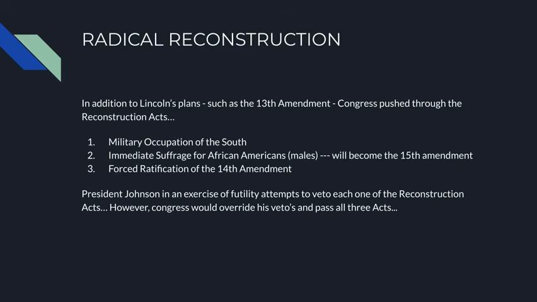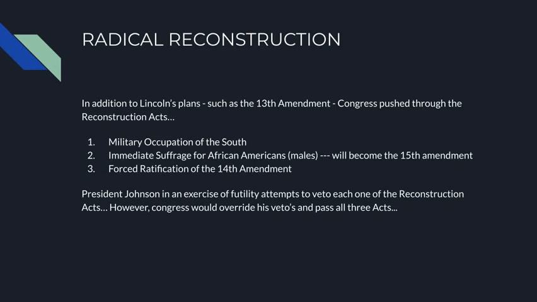And don't confuse, a lot of students at the time will say, what is the 15th Amendment? And they say African Americans garner the right to vote. Well, technically, they're half right. It's males only. Women, you still do not have the right to vote until the 19th Amendment, both black and white. So, number two is immediate suffrage for African American males, which will become the 15th Amendment, and then forced ratification of the 14th Amendment, which is equal protection under the law.